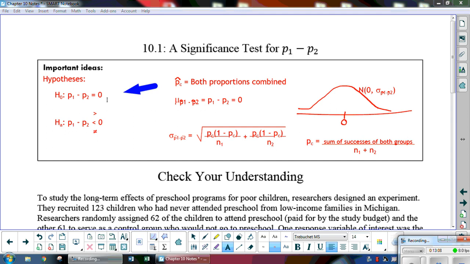We'll self-assess tomorrow and then pull it back together the next day after that, and we'll start playing around with what happens when we start working with means.